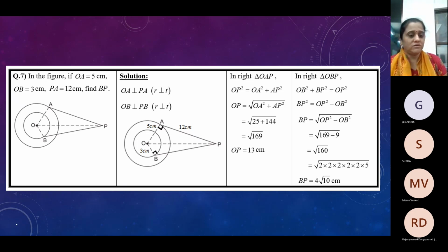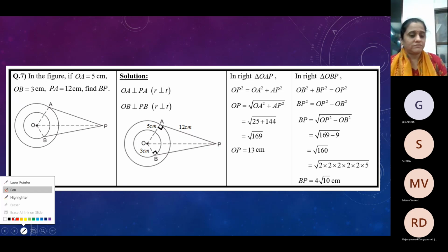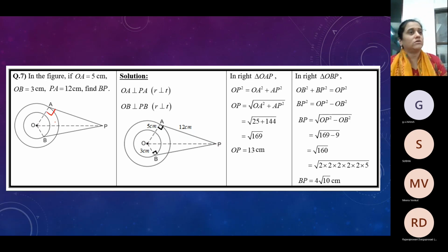Just make it fast, okay? Now see here. This is 90, no? Because tangent radius. This is also 90, because PB is a tangent to the inner circle. PB is a secant to the outer circle, but it's a tangent to the inner circle. Yes or no? It's not a tangent to the outer circle. Don't worry. It's a tangent to the inner circle. And through that point of contact, we have a radius. So 90 degrees here.